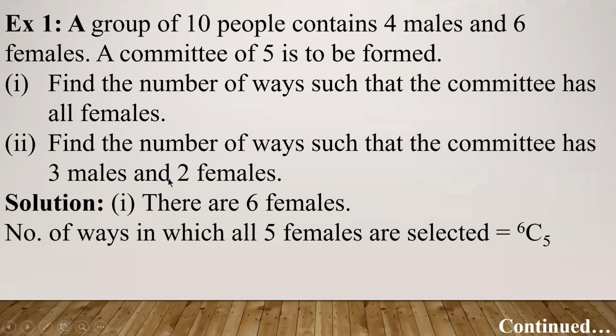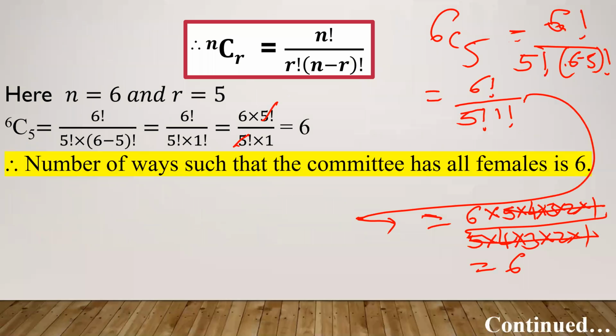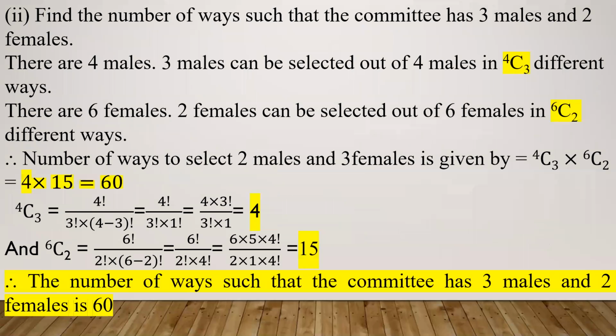How will you do this? So how many males are there? 4 males. And we have to select how many? 3. Out of 4 males, 3 males can be selected in 4C3 different ways. Similarly, there are 6 females and we have to select 2 females. So that can be done in 6C2 different ways. So the total number of ways to select 3 males and 2 females will be the product of them, 4C3 into 6C2. Let us see how I have written this here.